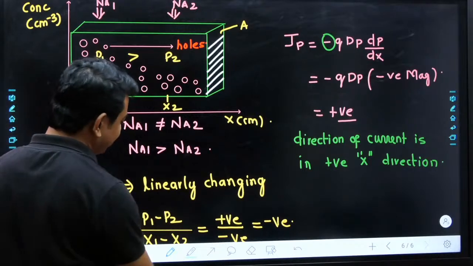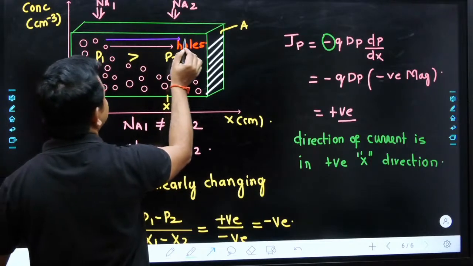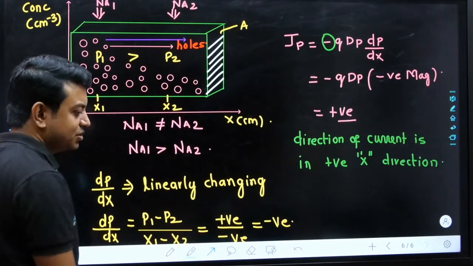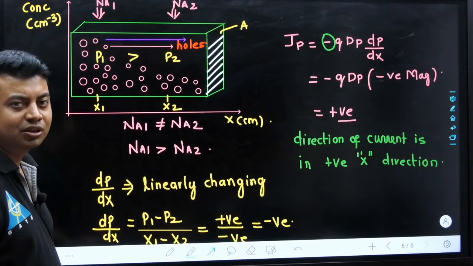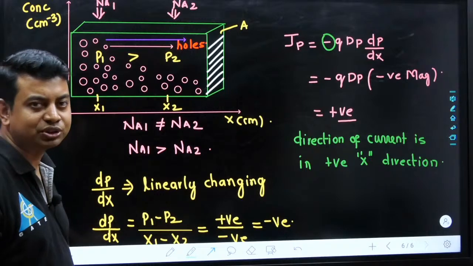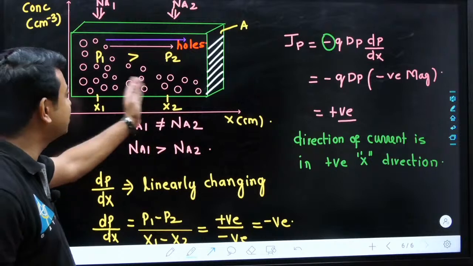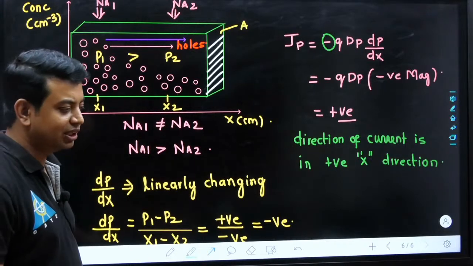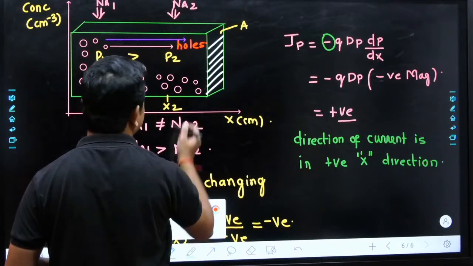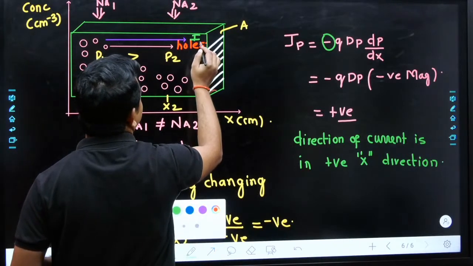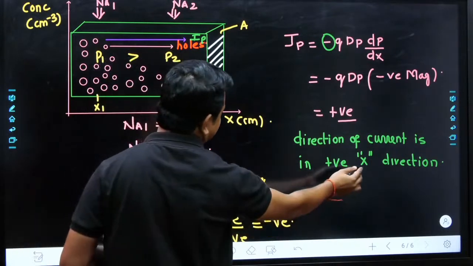If the holes are moving in positive x direction, what will be the direction of current? The current is also in the positive x direction, because if the holes are moving in this direction, the electrons are moving opposite to the direction of movement of holes, that is nothing but the bound electrons. So if the electrons are moving in the opposite direction, and holes are moving in this positive x direction, the direction of current is again positive x direction. Okay, so this is I diffusion due to holes. So we got the same thing, that is positive x direction.